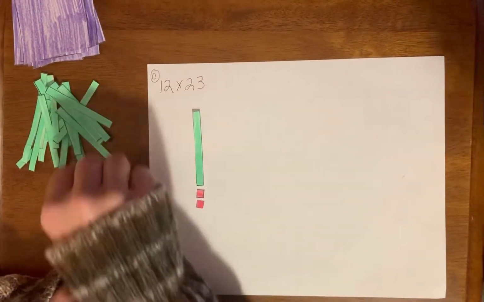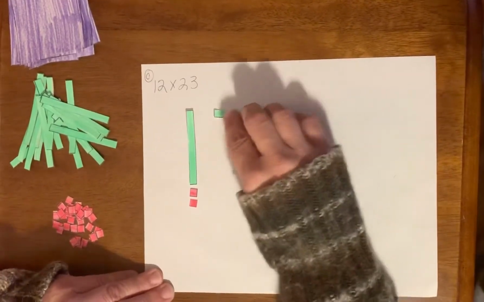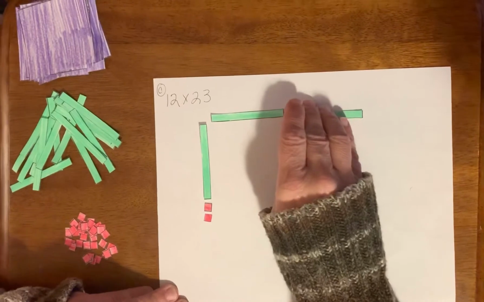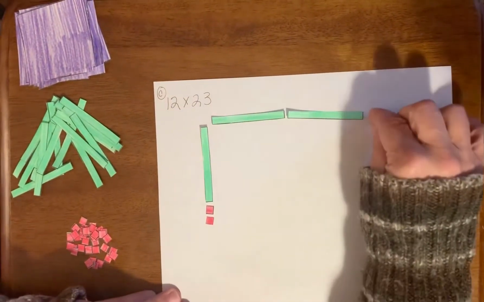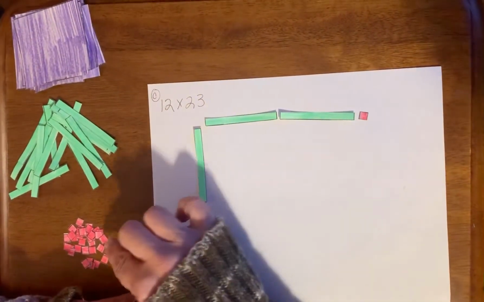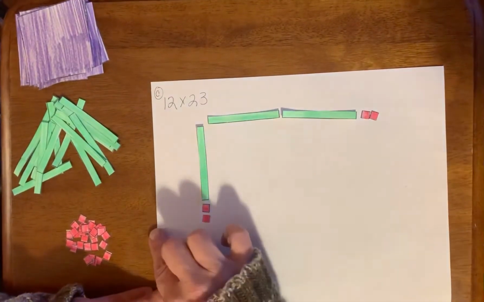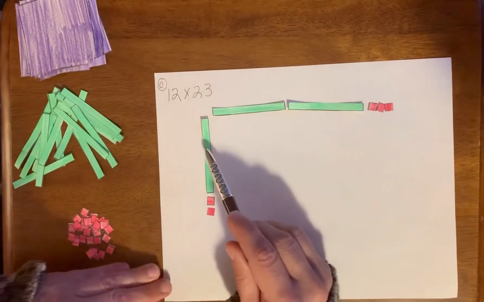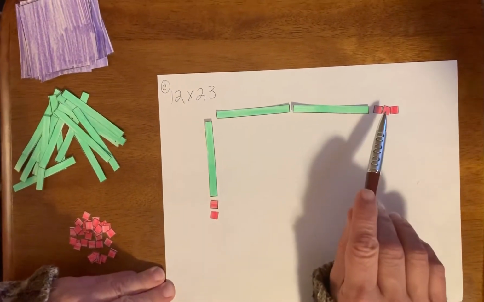Now we're going to multiply that by 23. So we need 10, 20, 1, 2, and 3. Now what we need to do is multiply everything on this side by everything on this side.